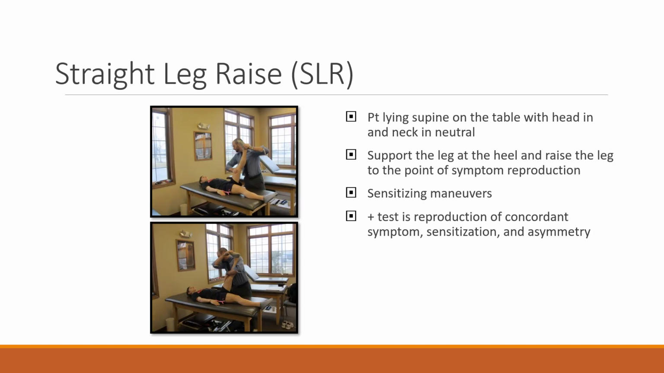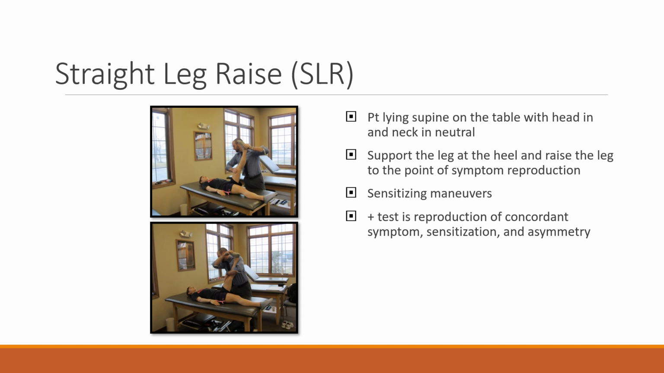The straight leg raise test is one test that we're going to commonly use to assess lower limb neurodynamics and neural tension. With this particular test, the individual is going to be lying supine with the head and neck in a neutral position. The examiner is going to support the leg at the heel and raise the leg to the point of symptom reproduction while keeping the knee straight. We're also going to likely add in sensitizing maneuvers, and we'll talk more about that.